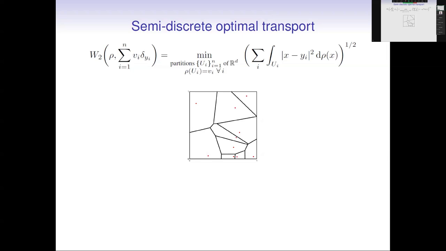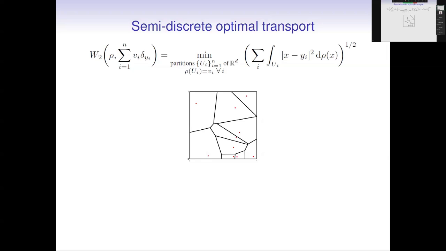And we want to partition our domain up into cells, so there should be one cell per Dirac mass, and there's a capacity constraint. Say this cell is going to be transported here. The volume of this cell with respect to rho should equal the volume with respect to the target measure. So the volume of this cell equals the capacity of this bucket. So that's the admissible partitions.